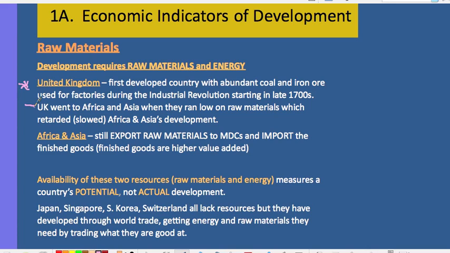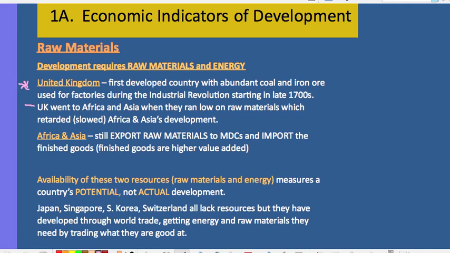Still today, especially in places like Africa, they still export their raw materials to MDCs and then import those finished goods, right? Finished goods are things that have had value added to them because they're more complicated. Now, if Africa, instead of exporting its raw materials, could make things with those raw materials, industrialize and have factories and sell these value-added products to other places, then that would help Africa tremendously to develop. They would get more profit because of selling higher value-added products.